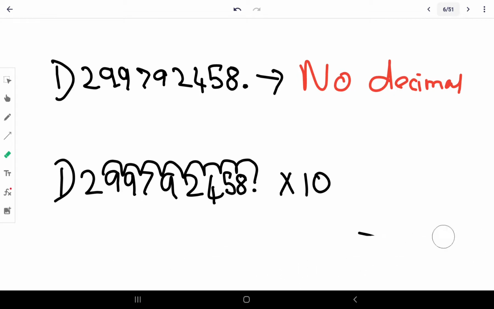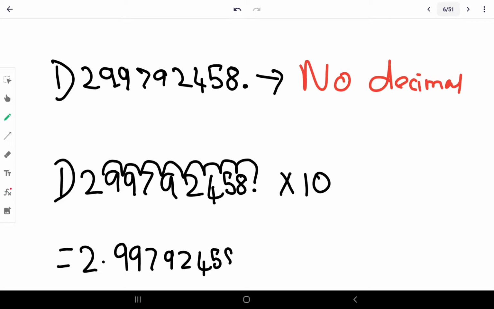Now, as we hop 8 digits, it would be equal to 2.99792458 times 10 raised to 8, because as I said before, the first part should be a normal single digit.